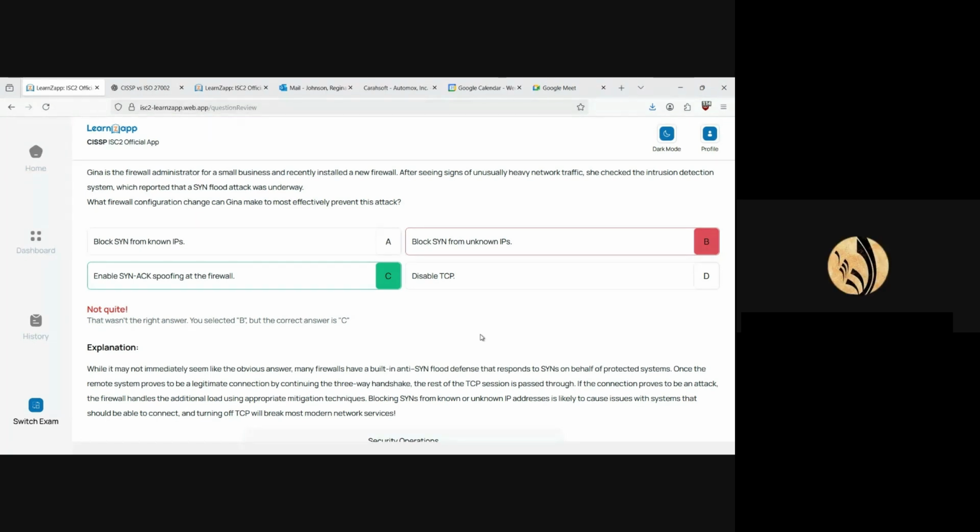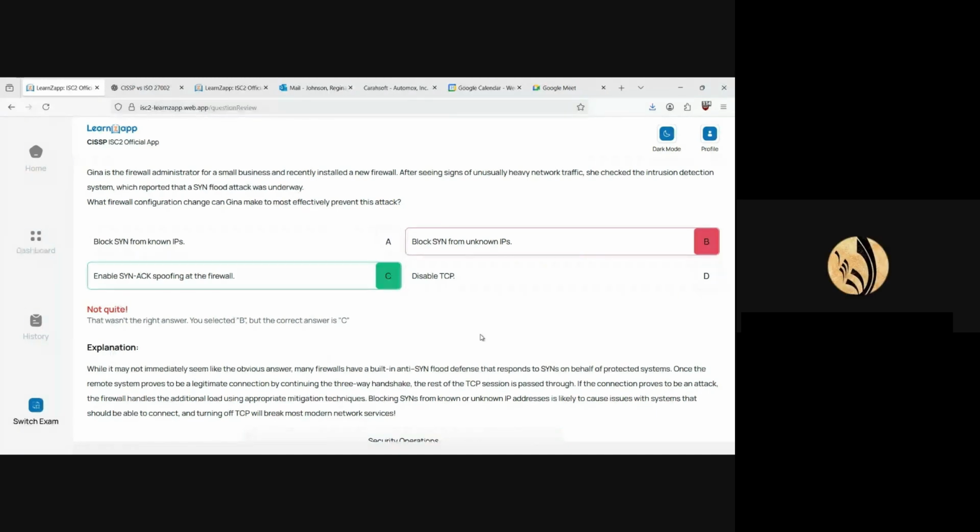So what is the meaning of three-way handshake here? Like by continuing the three-way handshake. TCP three-way handshake, SYN, basically the communication used for TCP.